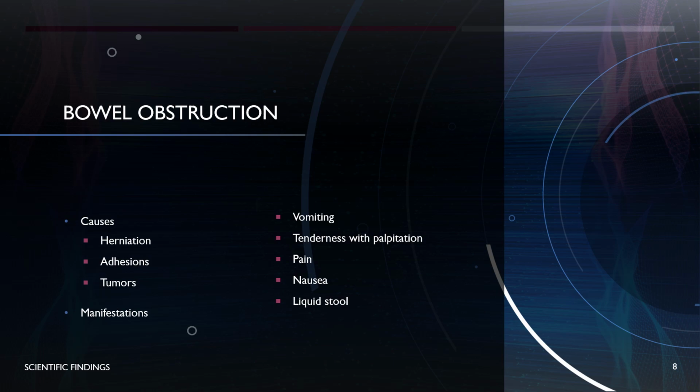So a bowel obstruction. Bowel obstructions can be caused by herniation, adhesions, tumors, constipation, peptic ulcer disease. These patients are going to have generally some vomiting, some nausea, because there's an obstruction, so food cannot get beyond that point. Tenderness with palpation, pain in general, and then a liquid stool. It's liquid because only liquids can get around the obstruction, though they don't really have a formed stool.